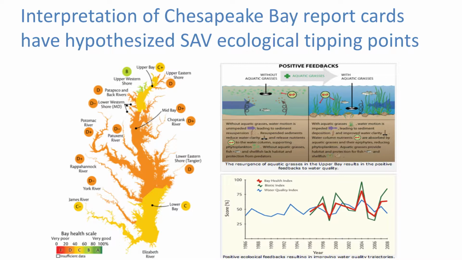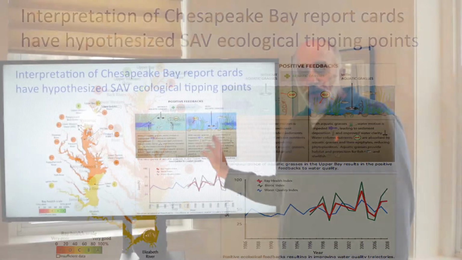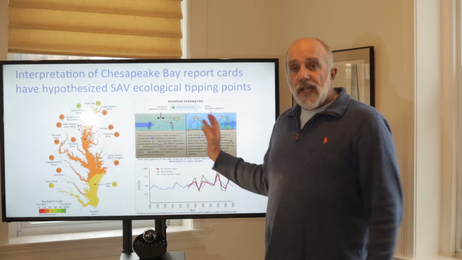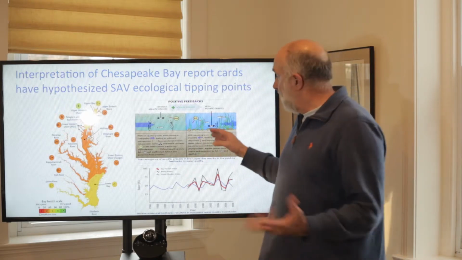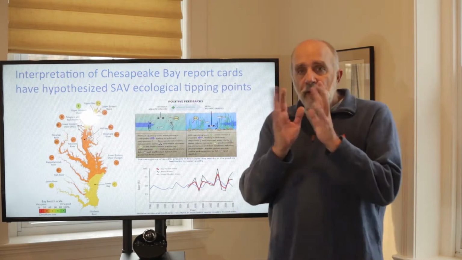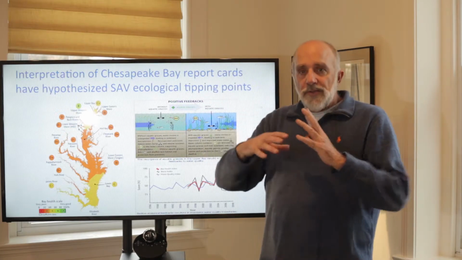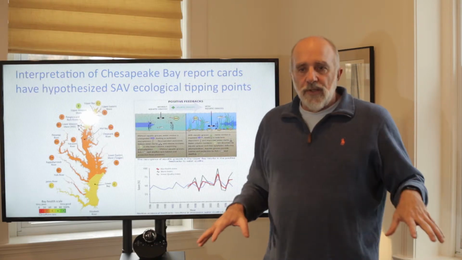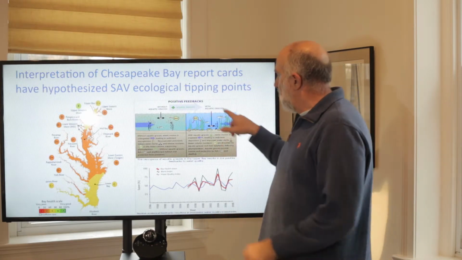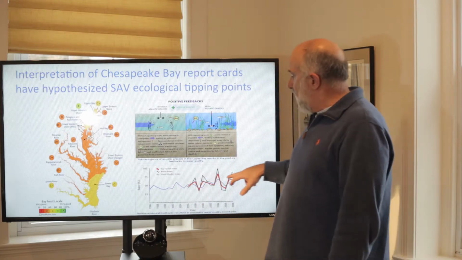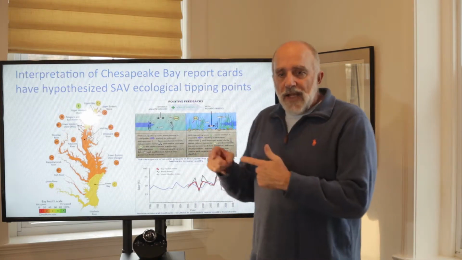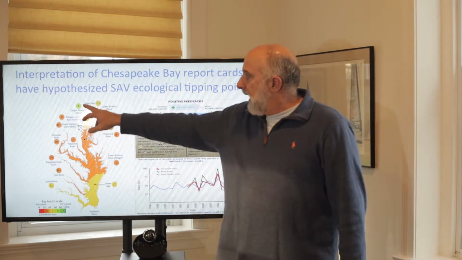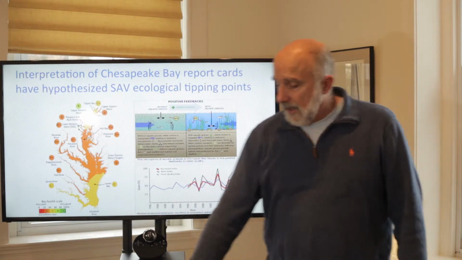So one of the things that we've hypothesized from looking at the report card that we've done for the last 11 years is that there are these tipping points that occur in the Bay, and some of these tipping points have to do with the resurgence of SAV. And when we get aquatic grasses, the baffling and filtering that those grasses do removes nutrients and suspended sediments, binds and traps the sediments and creates internal water quality, and that those create positive feedbacks and result in improving health, and those are particularly manifested in the Upper Bay.